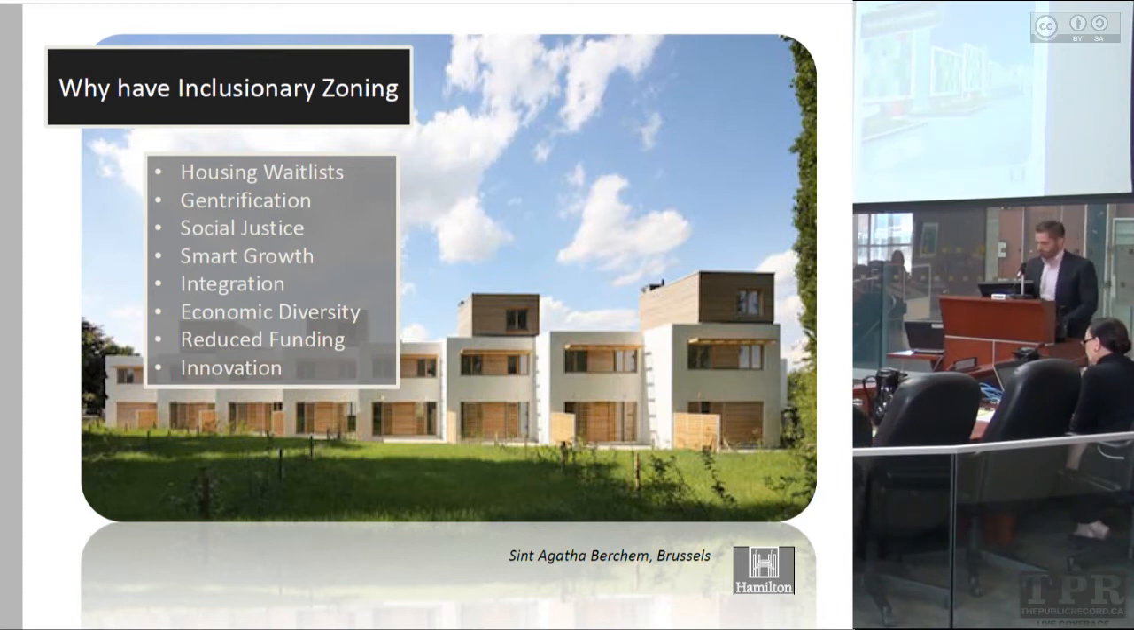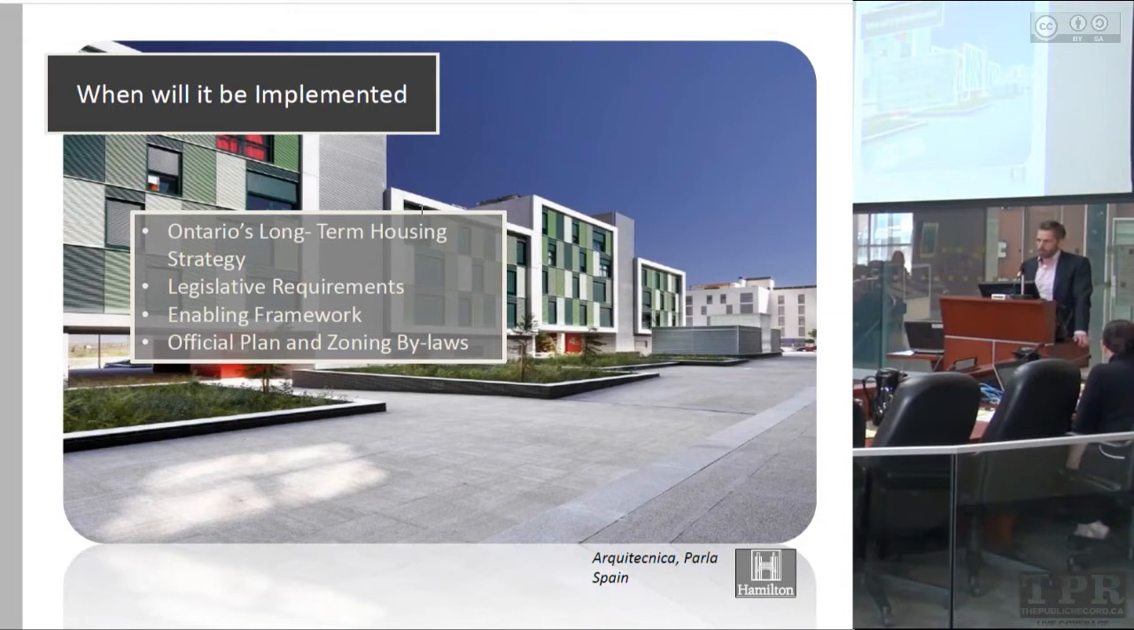So when will it be implemented? We're all aware that the ministry, in their update to Ontario's long-term housing strategy, mentioned inclusionary zoning, and it's created a great deal of excitement. It should be noted at this point we are not able to implement inclusionary zoning until the legislative requirements have been put forward by the ministry. Those requirements would give municipalities the ability to not only legislate the amount of affordable units, but ensure that they are affordable in the long term.